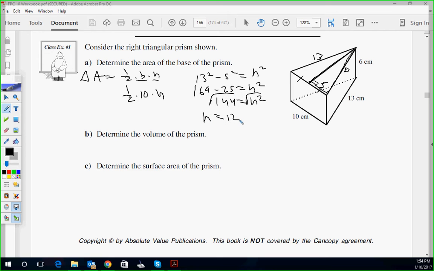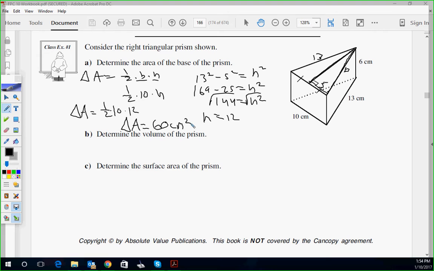So now we have to find the area of the triangle, 1/2 times 10 times 12. You're going to get 60. The area of the triangle is 60 square centimeters. Surface areas in square units, volumes in cubic units, right? Cubics filling it up, surface area is painting it.